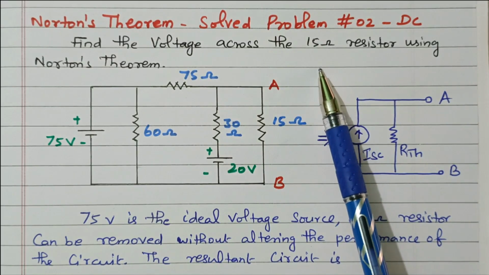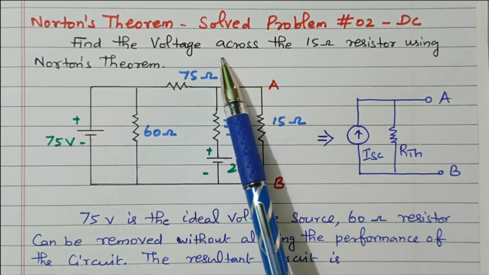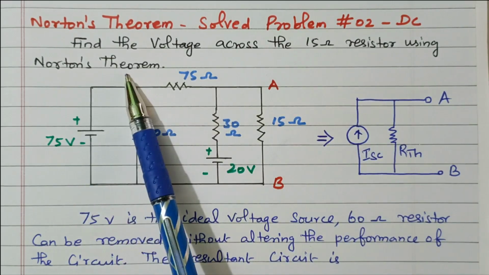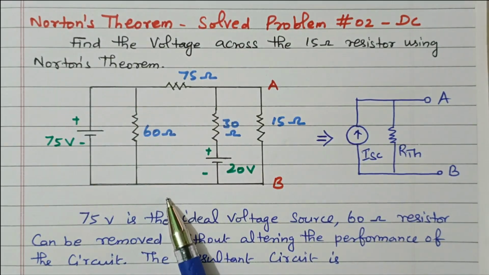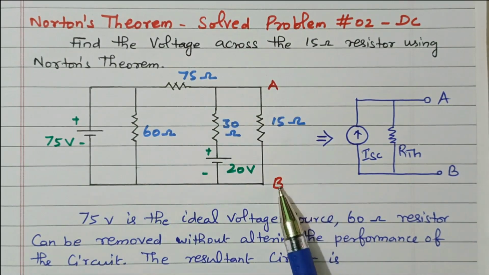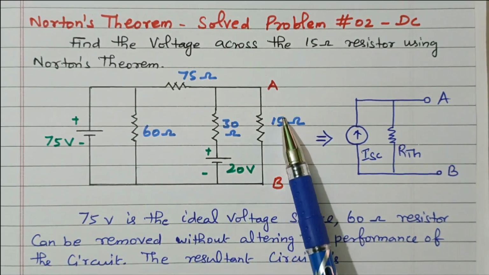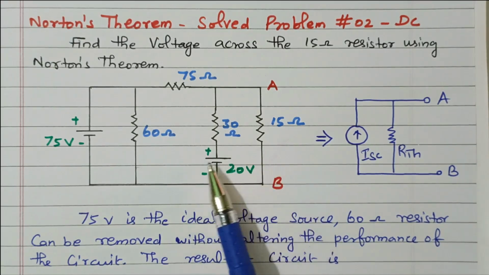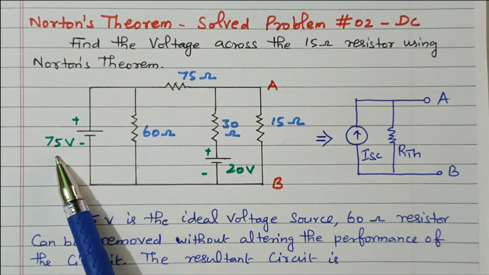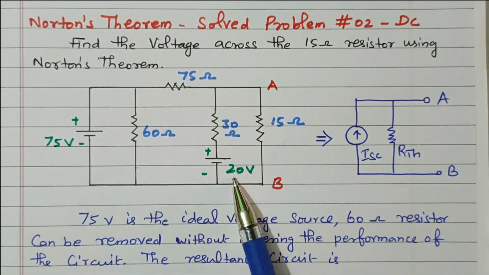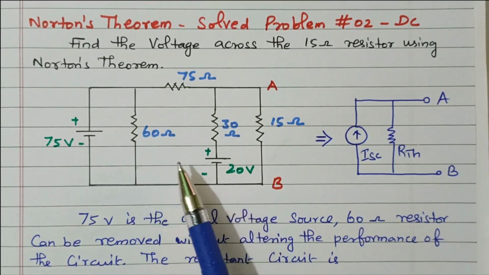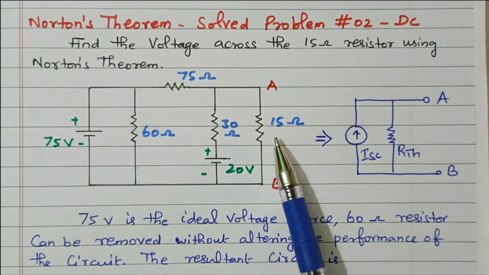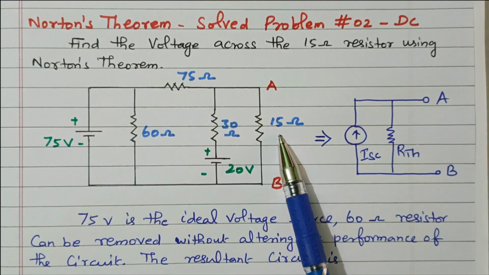Now we'll go to the topic. The problem is to find the voltage across the 15 ohm resistor using Norton's theorem for the given circuit. This is the terminal AB. 15 ohm is connected. We need to find the current flowing through this 15 ohm resistor. The circuit has two voltage sources, 75 volt and 20 volt, and the resistors 60 ohm, 75 ohm, 30 ohm, and this 15 ohm is the load resistance.